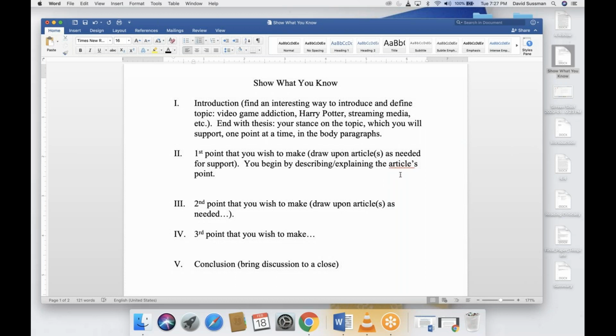Why does this have a little red squiggly under it? That's right. Articles, it's spelled right. Yeah, it should be possessive. I hate it when it does that.